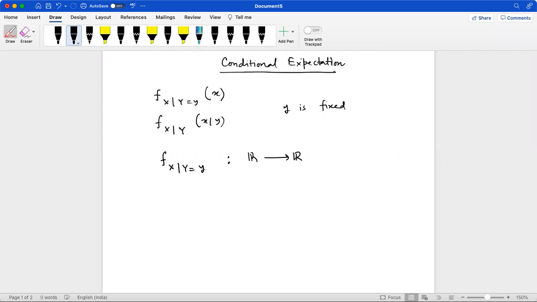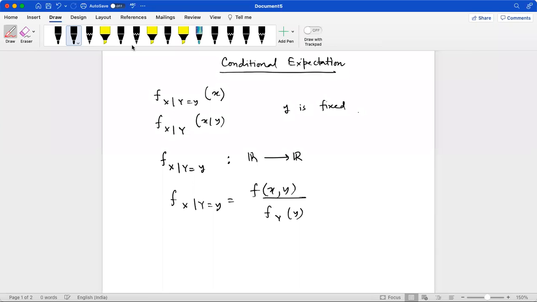Why are we writing it in this form? We are telling that it is for a given small y, Y equal to y, and we are talking about the conditional distribution of X when Y equal to y is given. And we know this function is just a division: f of x, y divided by f of Y at y. In the previous lecture we wrote the joint distribution, joint density or joint PDF or PMF, divided by the marginal at the point y.